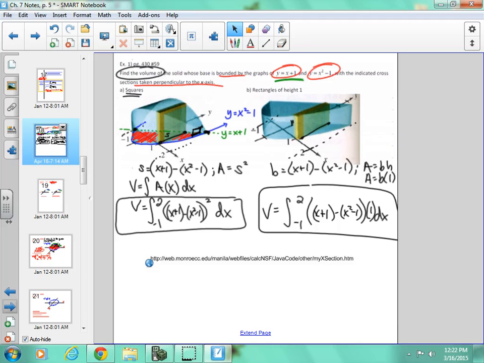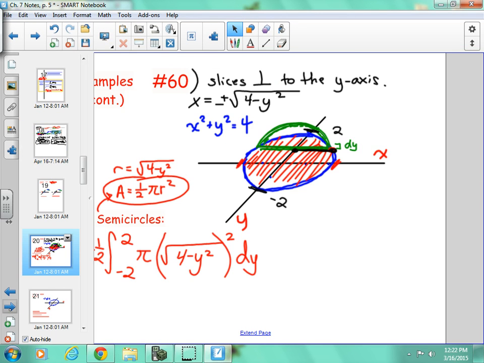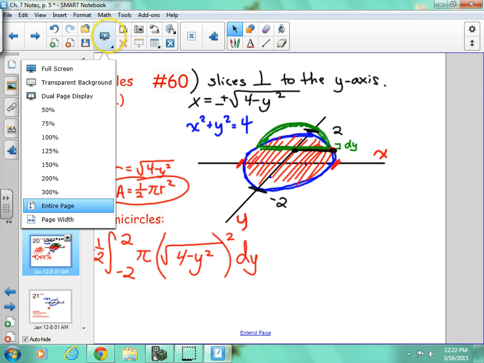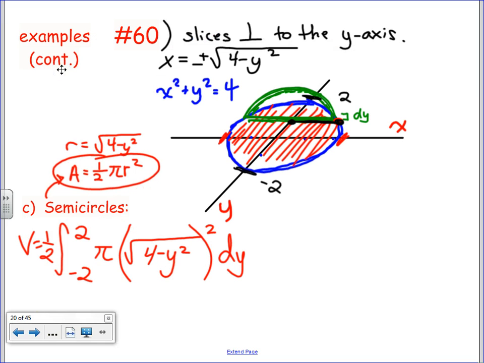This one is the exact same. Yes, the example that we were on. Oh, that's right. The slice is perpendicular to the y-axis. Think of your hollow knife again. As you slice, the depth would be change in y, so it's dy.